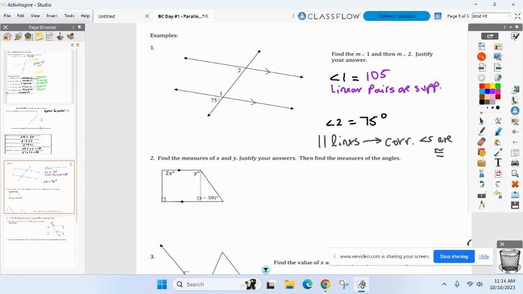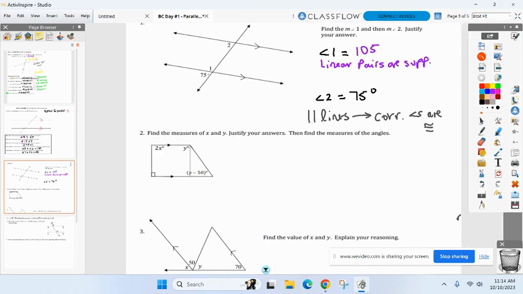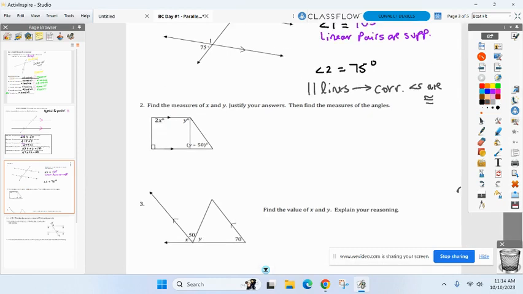I am very confident you can always handle a diagram that looks like this. Where some of you may start having issues is when the diagram doesn't look like that anymore. So look at number 2. Everyone sees the parallel lines I've given you. Find x and y. Woo!